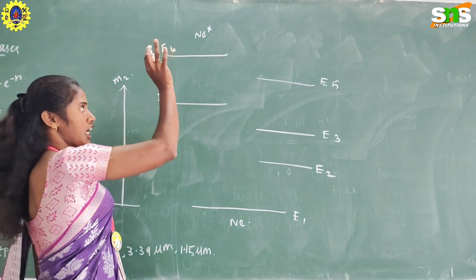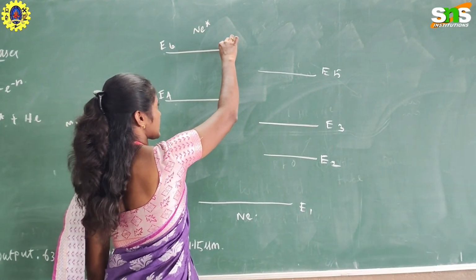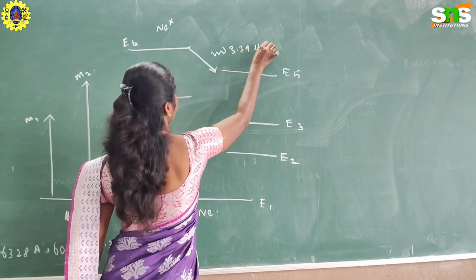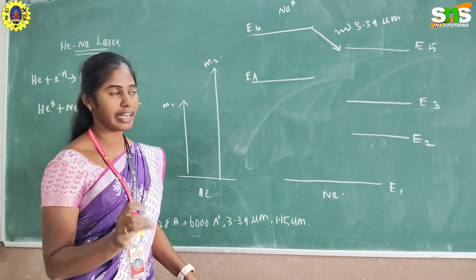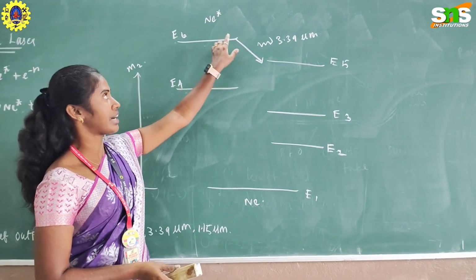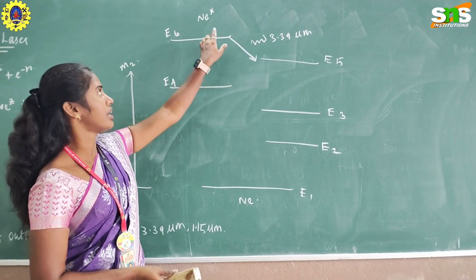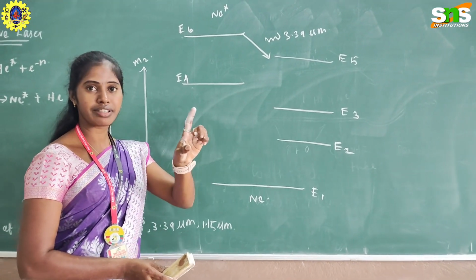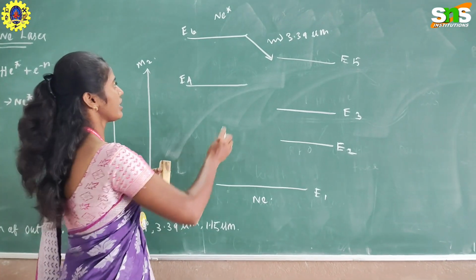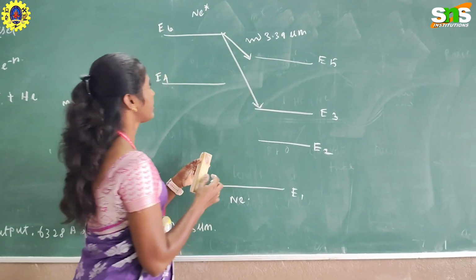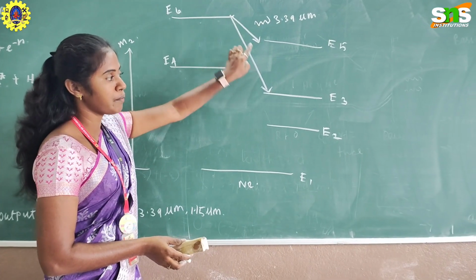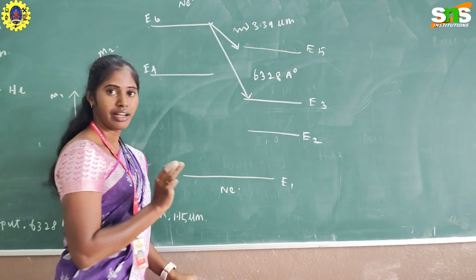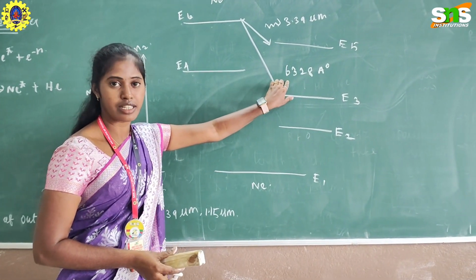The excited neon moving from the E6 level to the E5 level emits a laser ray of 3.39 micrometer wavelength. The transition between E6 and E5 emits 3.39 micrometer laser light. This will be the first light from this transition. Then for the transition from the E6 level to the E3 level, it emits laser light of 6328 Angstrom wavelength. This is the second transition of light.